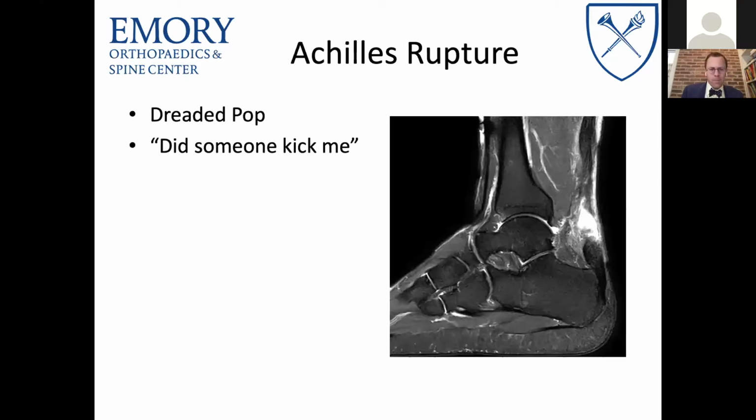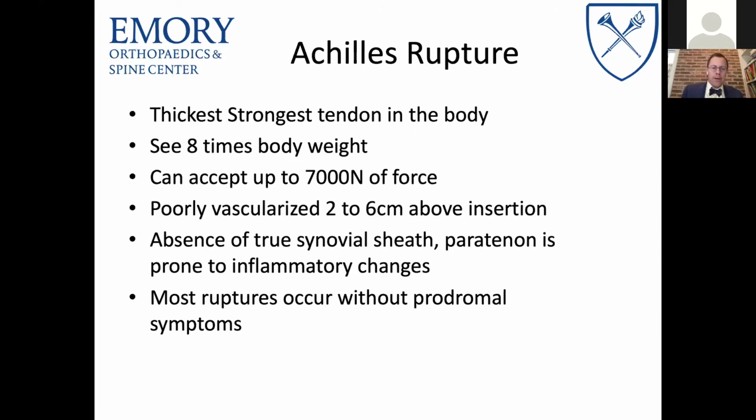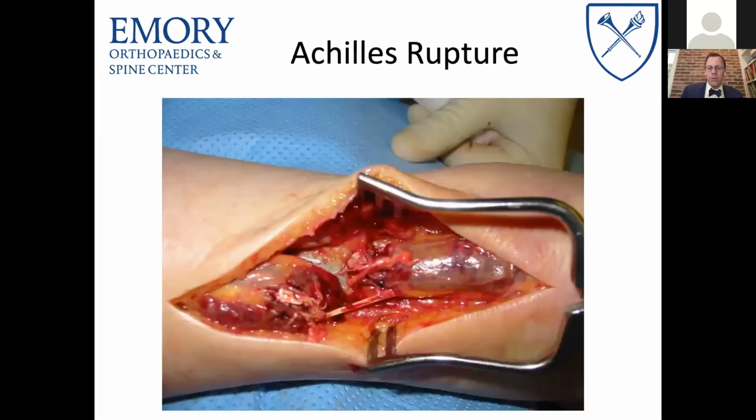Just for a minute, we'll talk about an Achilles rupture because I think some of the literature supports how Achilles tendonitis and tendinosis is treated. It's the dreaded pop. The tendon sees 8 times body weight. There's often inflammatory changes that can contribute. Most ruptures occur without prodromal symptoms. You can see a rupture here where the tendon edges are completely apart. There's an intact peritoneum.